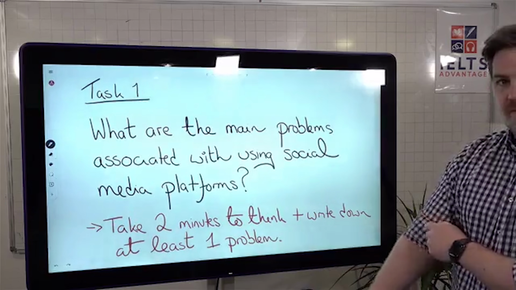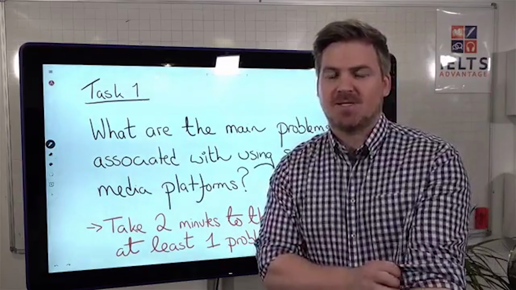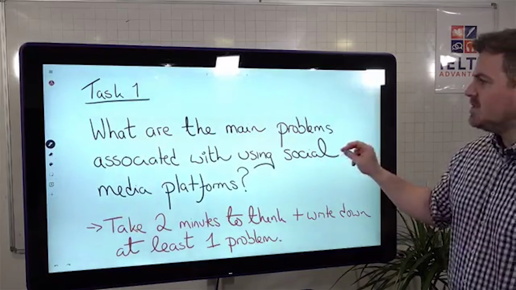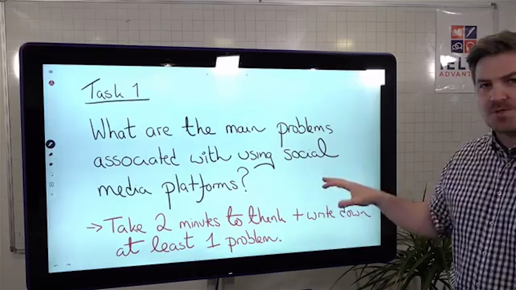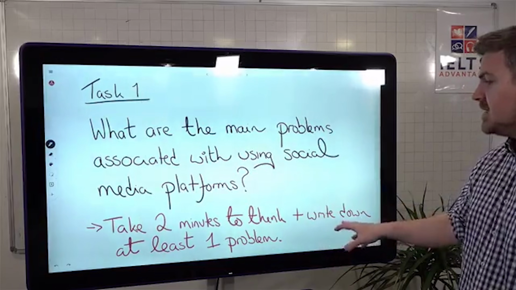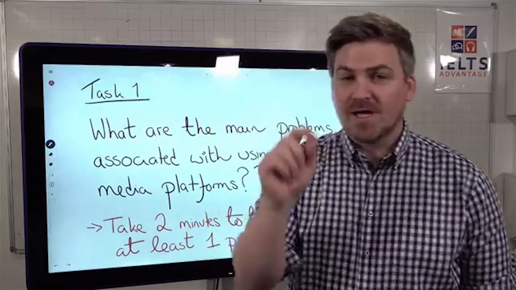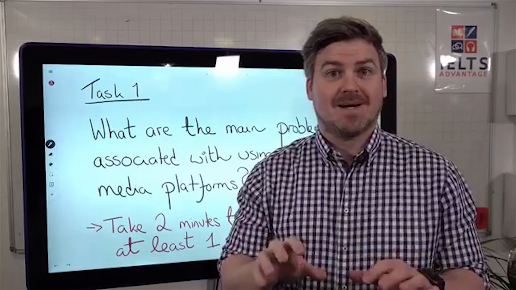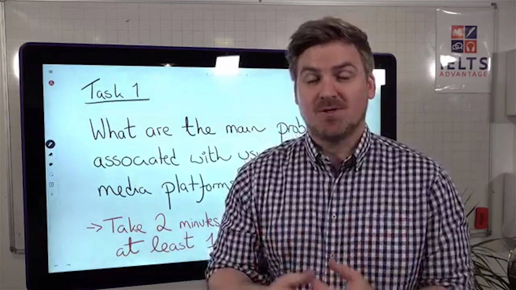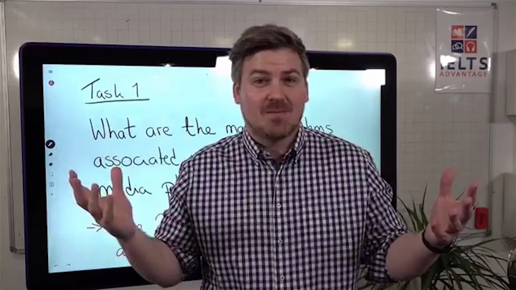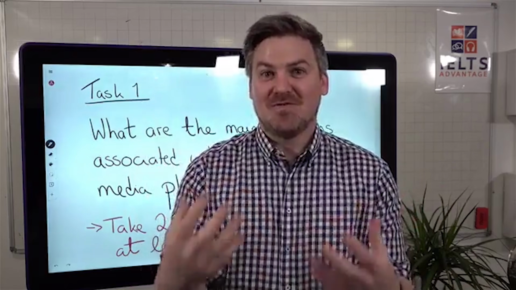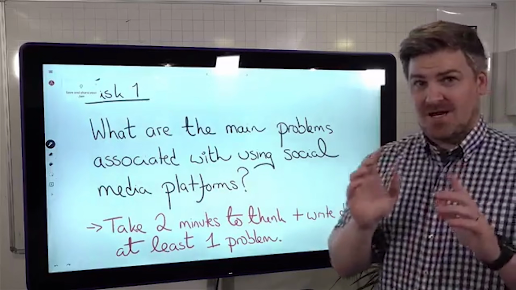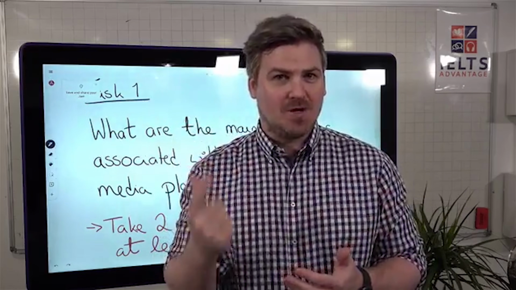So what I want you to do first, there are going to be 7 tasks for you to complete. Take 2 minutes and think of this. What are the main problems associated with using social media platforms? Take 2 minutes to think and write down at least one problem. You can write it down on the worksheet, or type it out on the worksheet, or type it out in the comments. It's really important that you don't just skip this and don't even think about it, because you're watching the video now. You've invested this time. Don't waste your time. So take 2 minutes and try and think of it. All right, pause the video and come back when you have done that.